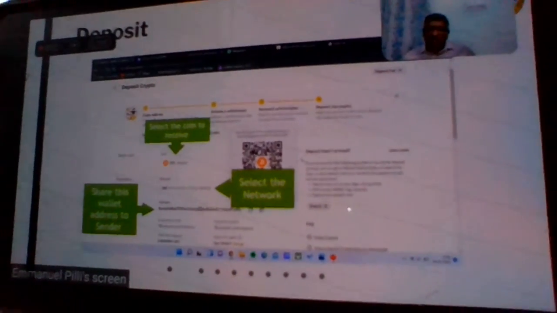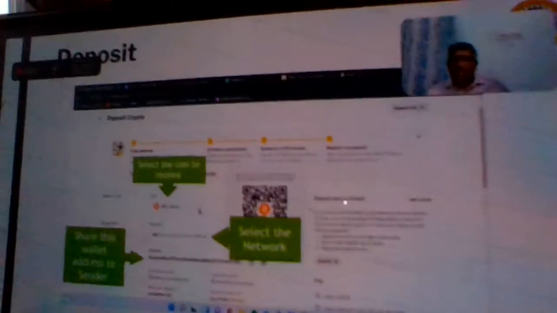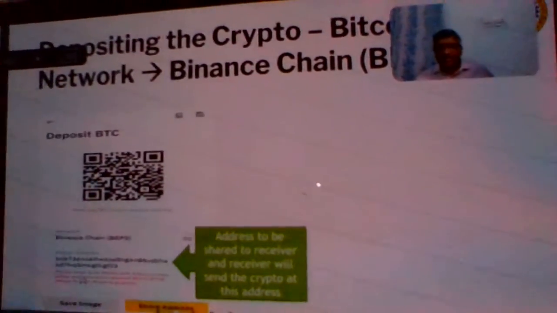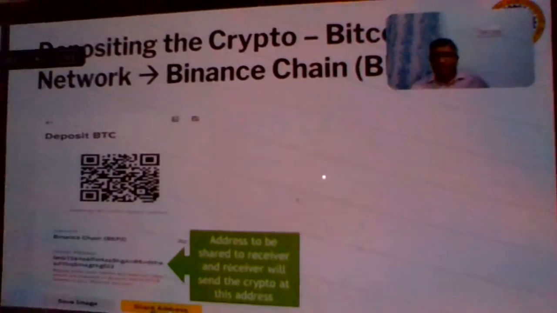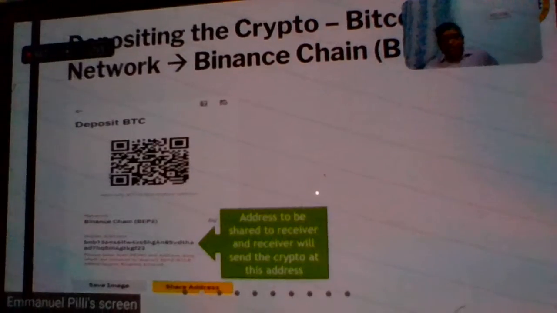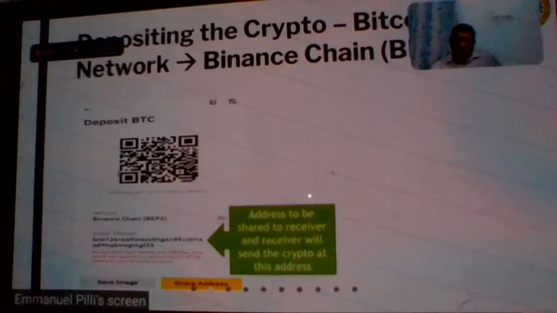So you can select the coin if you want to deposit some crypto with somebody. Right? So you select the address of that gentleman, and then you select the network and you select the Bitcoin currency, right? So what happens? Obviously, the deposit is done. On the Binance chain, the wallet address is shared with the receiver, and the receiver will send the crypto to this address. So this crypto address is sent, right?